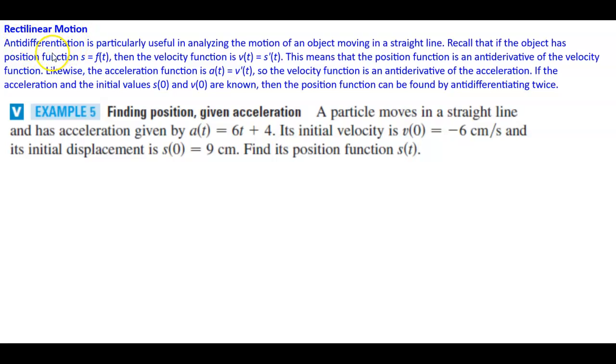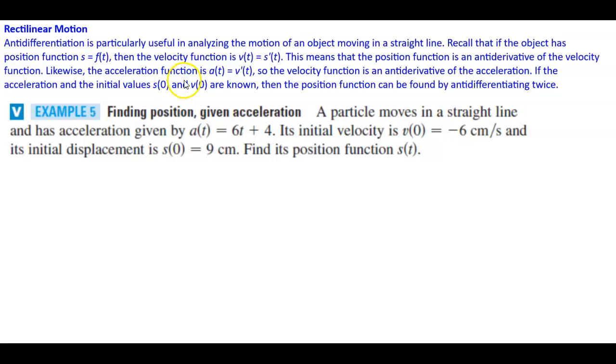Rectilinear motion. Anti-differentiation is particularly useful in analyzing the motion of an object moving in a straight line. Recall that if the object has a position function s equal to f of t, then the velocity function is v of t equal to s prime of t. This means the position function is an antiderivative of the velocity function.